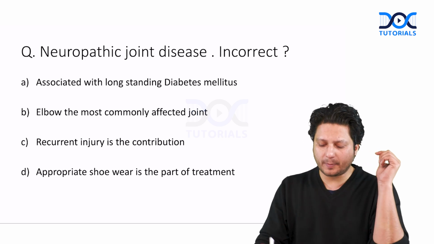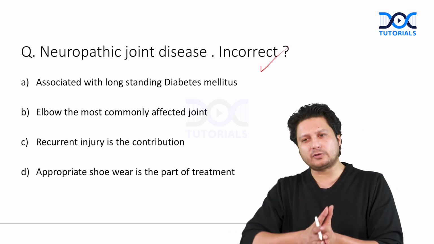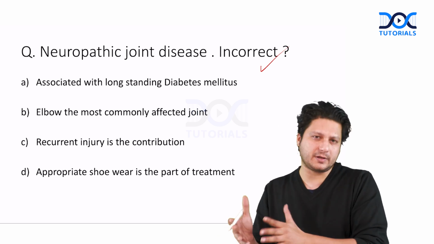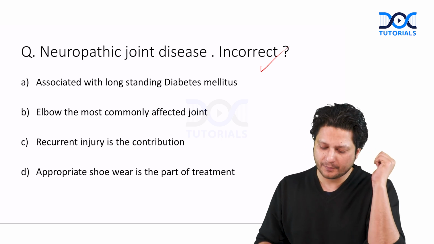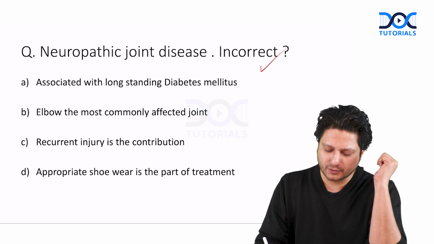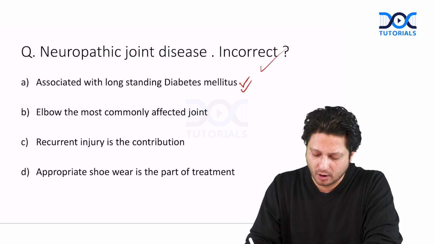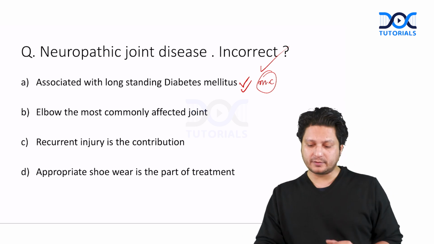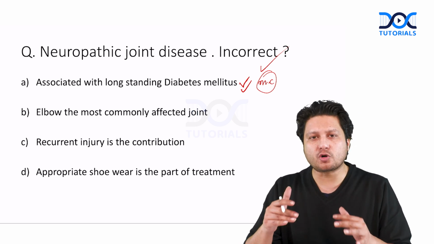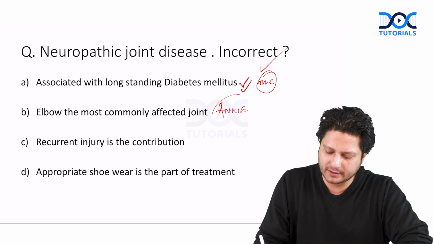All right. Neuropathic joint disease, which of the following is incorrect? Neuropathic, all of you know that it is because of the loss of pain and proprioceptive sensations that the patient will start having the degenerative joint disease. So which of the following is incorrect? Associated with long-standing diabetes mellitus is considered to be the most common cause. It is considered to be the most common cause for neuropathic joint disease. Second, elbow is the most commonly affected site. No, it is the ankle joint which is the most commonly affected site.